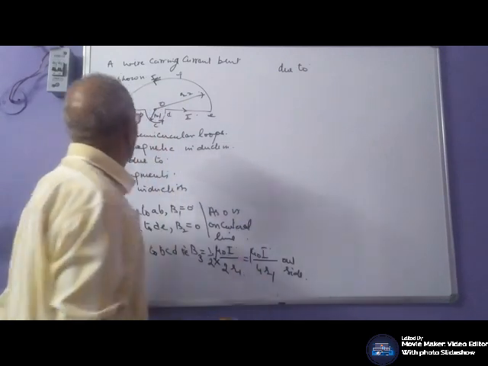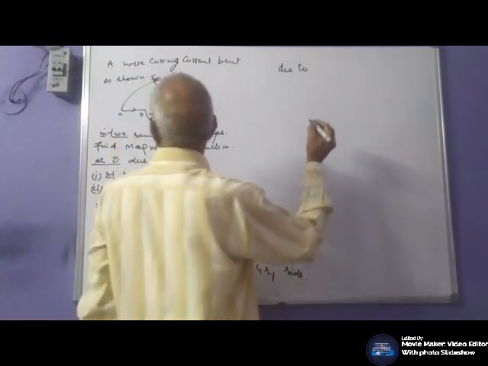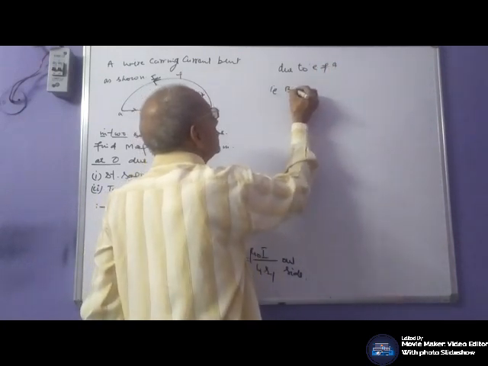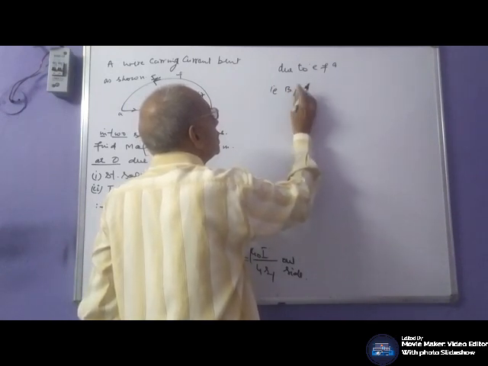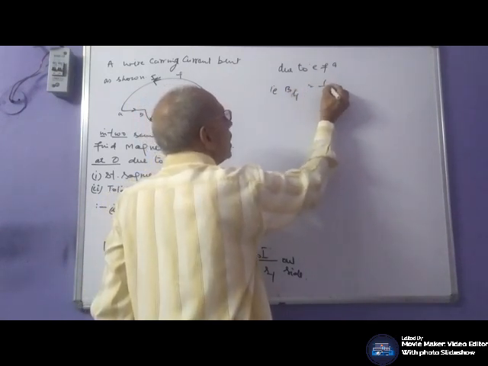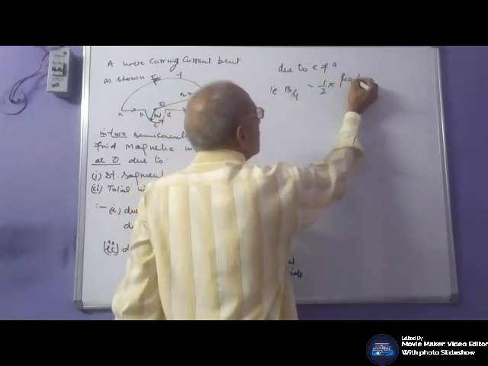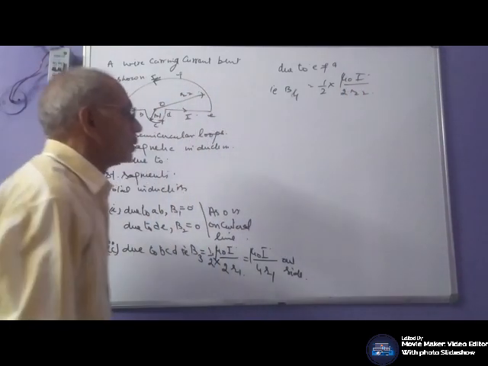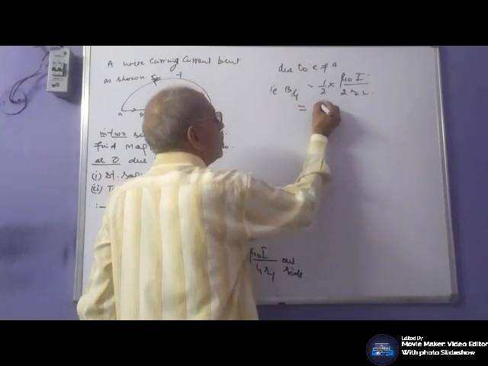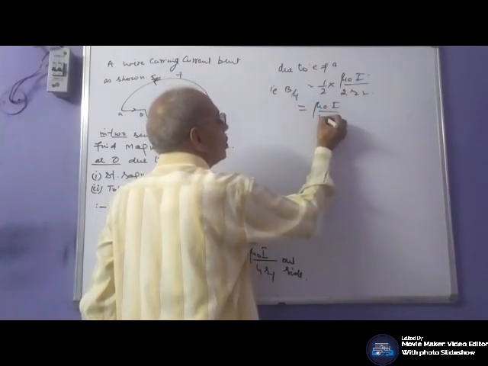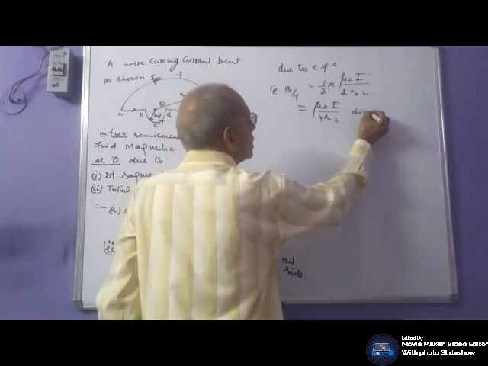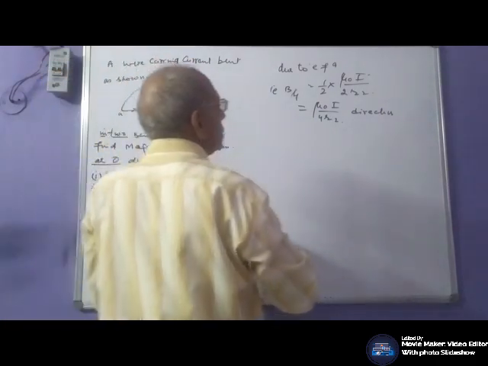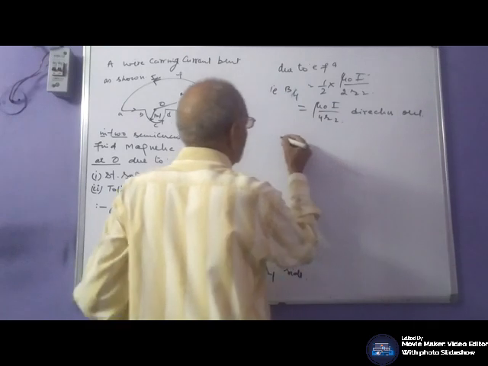Due to EFA, that is B4, again half of mu naught I by 2R2, mu naught I by 4R2. Direction: look, out.